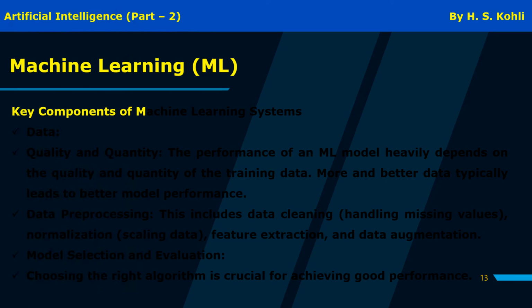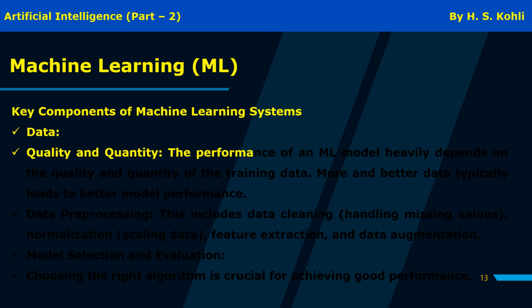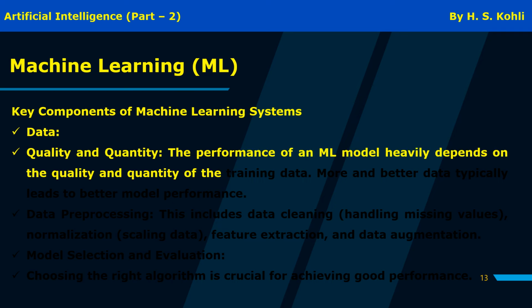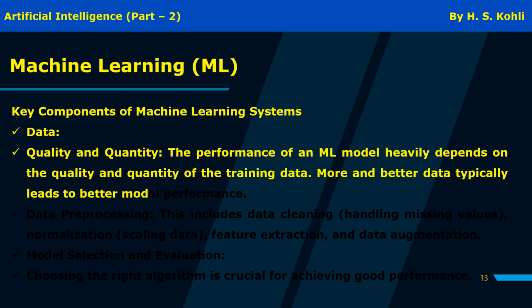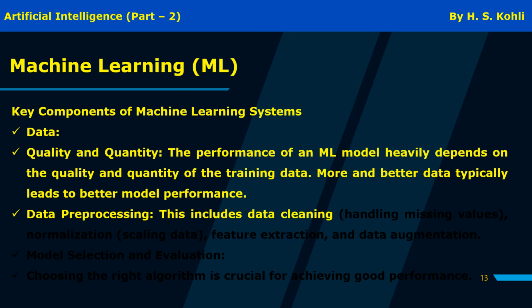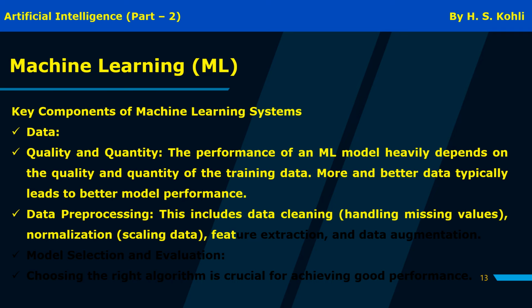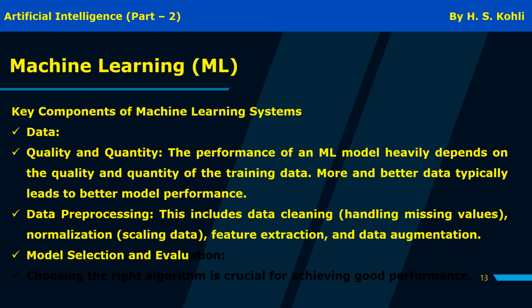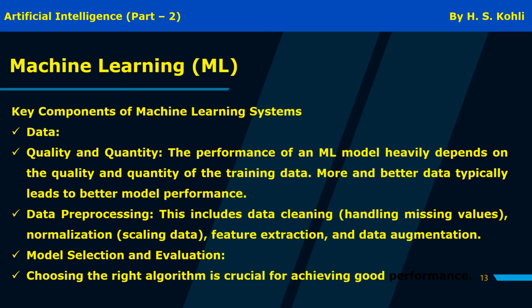Key components of machine learning systems. Data quality and quantity. The performance of an ML model heavily depends on the quality and quantity of the training data. More and better data typically leads to better model performance. Data preprocessing. This includes data cleaning, handling missing values, normalization, scaling data, feature extraction, and data augmentation. Model selection and evaluation. Choosing the right algorithm is crucial for achieving good performance.